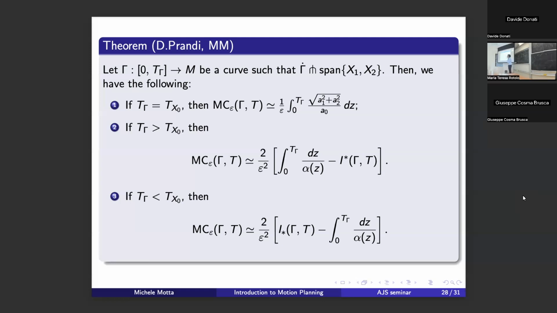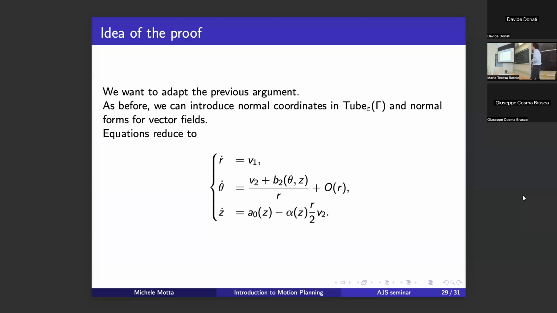So this is the same part that we had before. And so if the drift is not strong enough to take you to the endpoint, you have to push a bit, and if the drift is too strong, you have to slow down. And as before, you can more or less reproduce the same argument. So you introduce normal coordinates in the tubular neighborhood. You have normal forms for your vector fields. Your equation can be reduced to this form.